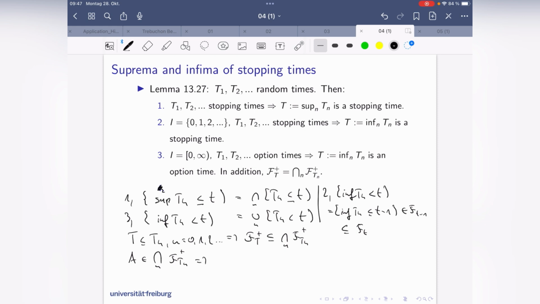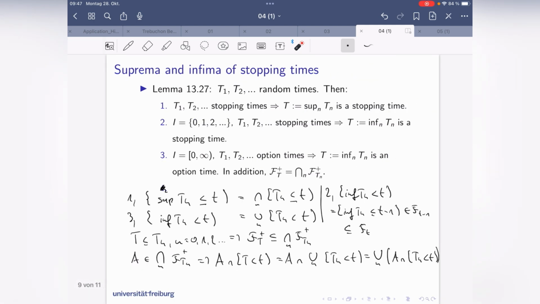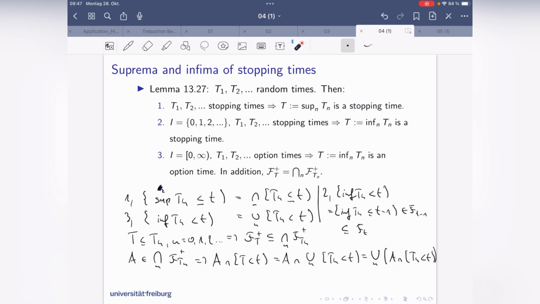So A intersected with T less than T, that's A, and the infimum of all the Tn's is less than T. That means all Tn's are less than T. Well, and now it's easy because we can rewrite it as the union over A intersected with Tn less than T. That's in Ft by definition, like this here. That's in Ft, and I make a union of this, and that means the whole thing is in Ft.